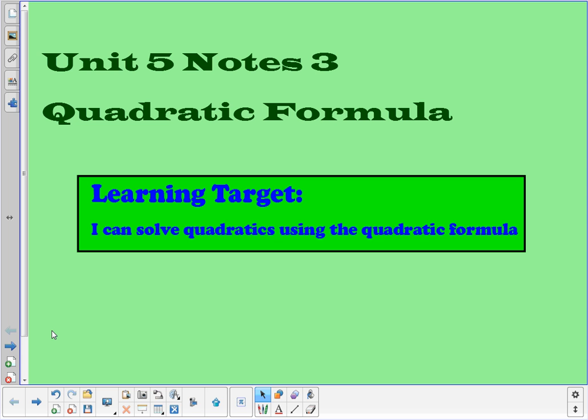Today we are talking about the quadratic formula. Over the last couple days we've been graphing quadratics, graphing parabolas, and taking a look at the parts of the parabola and how we interpret those graphs. Today we're going to learn an algebraic method for solving quadratics, using the quadratic formula. This is not involving graphing, but involving algebra instead.